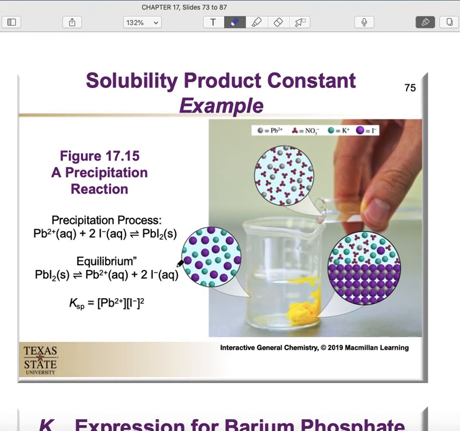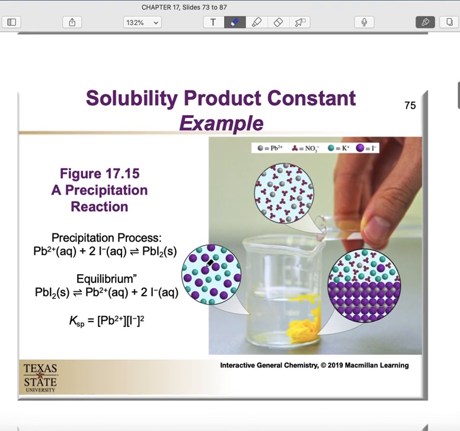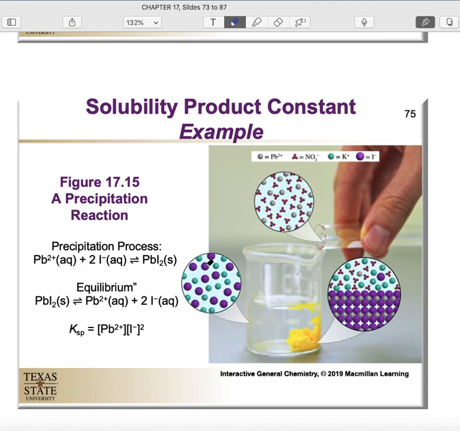All right, so as I mentioned, reactions that are heterogeneous include two different types, both precipitation reactions as well as dissolution processes. And they're both going to be represented by this Ksp expression.